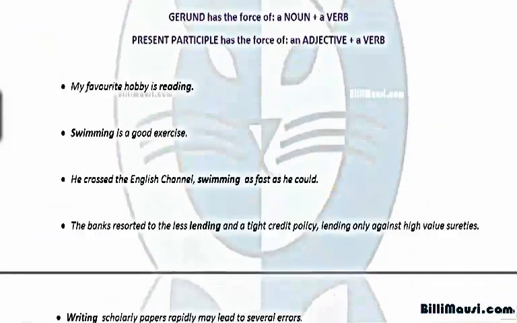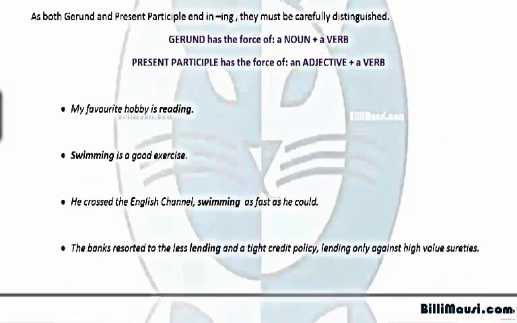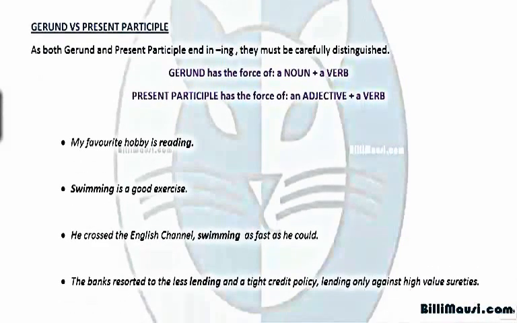Now let me go ahead and give you a small exercise as to how you can differentiate between a gerund and a participle. Gerund versus present participle. As both gerund and present participles end in ing, they must be carefully distinguished. Gerund has the force of a noun and a verb. Present participle has the force of an adjective and a verb. Let's do this small exercise. I'm pretty sure all of you will get it correctly.